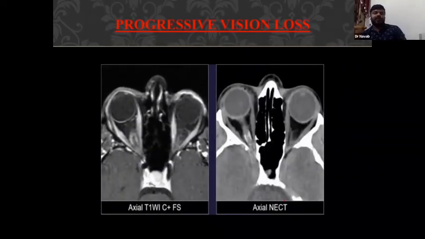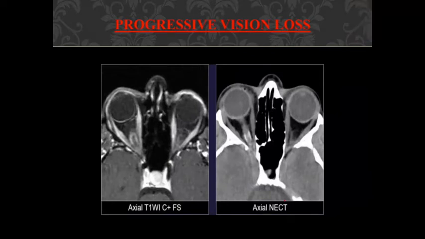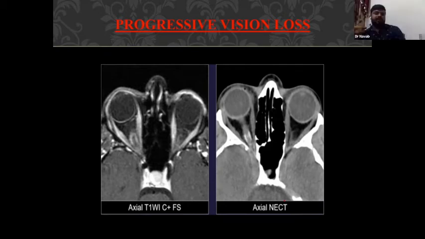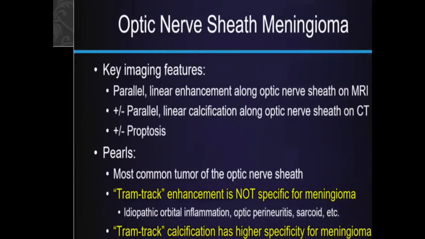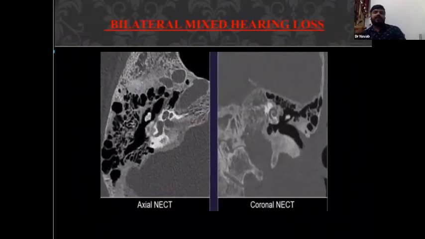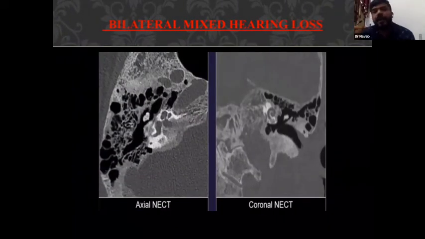What is this case? The patient presented with progressive vision loss. What are you seeing? Optic nerve meningioma. Very good. Okay. Tram-track calcification. Okay. What is this? The patient presented with bilateral mixed hearing loss.